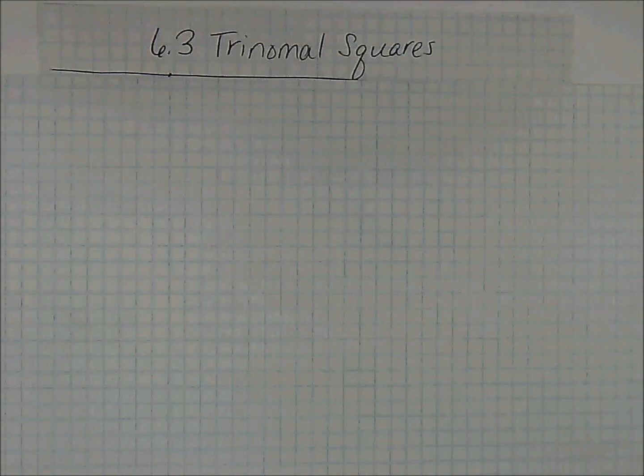So 6.3 is trinomial squares, and I'm going to do the same thing I did in section 2. I'm going to introduce what a trinomial square is, and then we're going to review the box, because it really doesn't matter if it's a difference of two squares, a trinomial square or not. The box is going to work, so we're going to stick with that box.